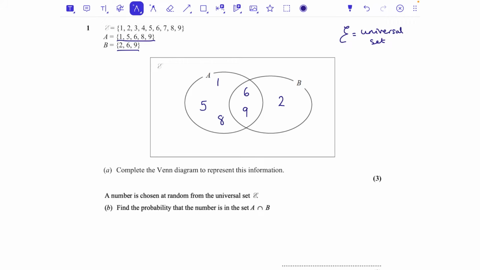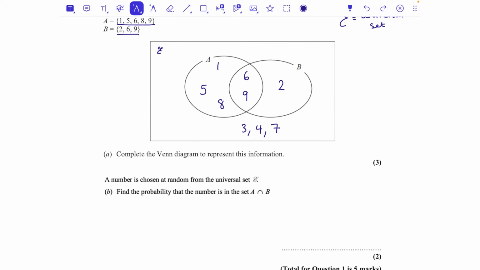Now a lot of students would stop there. But remember, that universe needs to be complete. That squiggly E up there in the top corner means that all of the numbers in my universal set need to go somewhere in this box. So I've got 1, I've got 2, but 3, 4 and 7 need to go on the outside. Let's just double check we've got them all. 1, 2, 3, 4, 5, 6, 7, 8, 9. So yes, I'm happy. I've got all of the numbers in my universal set somewhere in that rectangle. So we've completed the Venn diagram to represent the information.